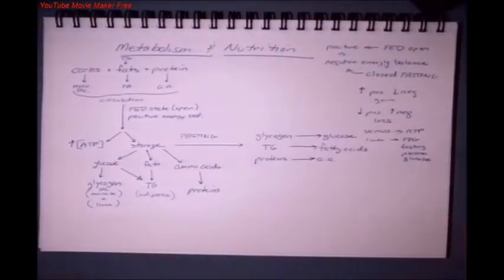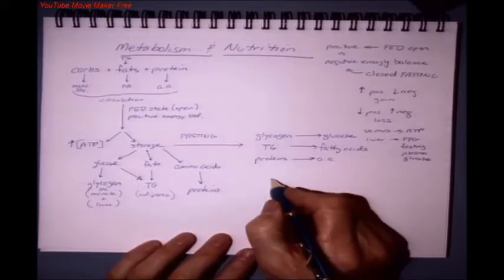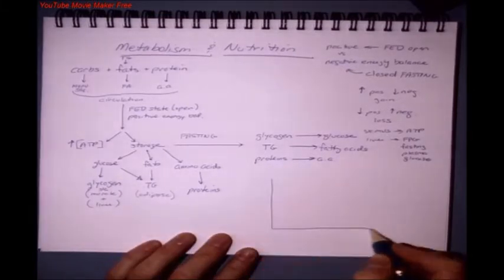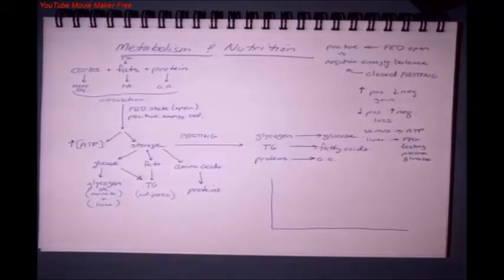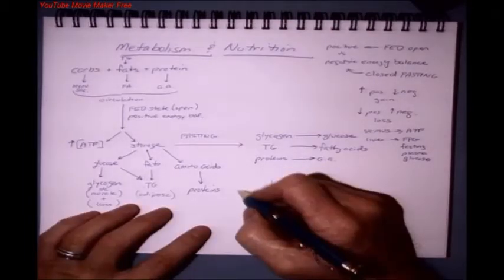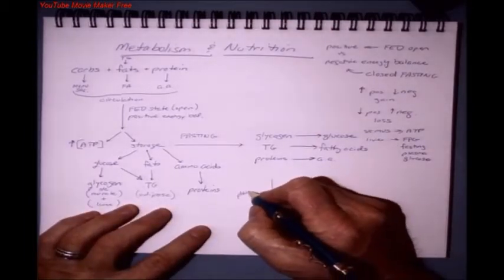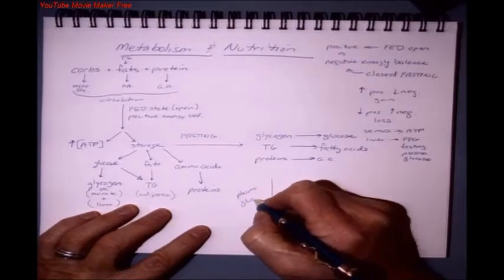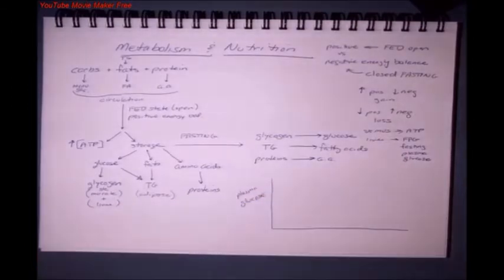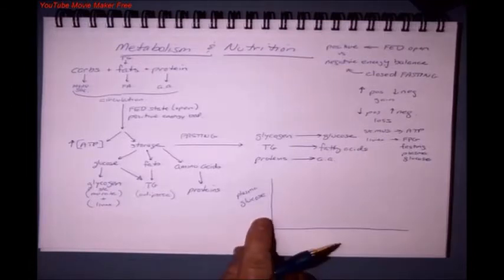So now I want to zoom in a little bit more. And what we're going to look at now is something that we're going to refer to over and over again for the next 3 weeks. We're going to look at plasma glucose levels. And we're going to look at this because this is a beautiful monitor of our fed and fasting states.